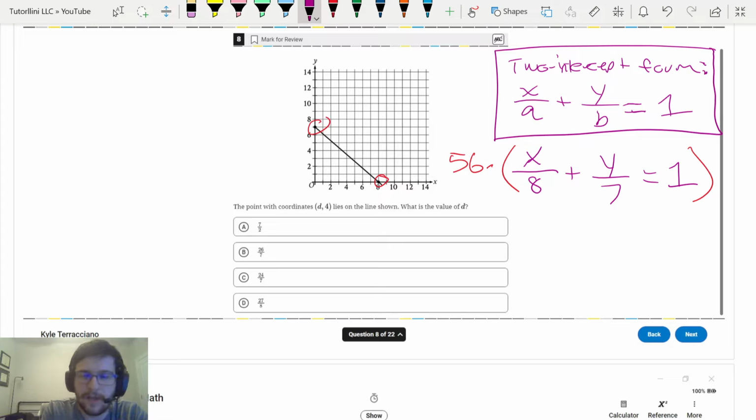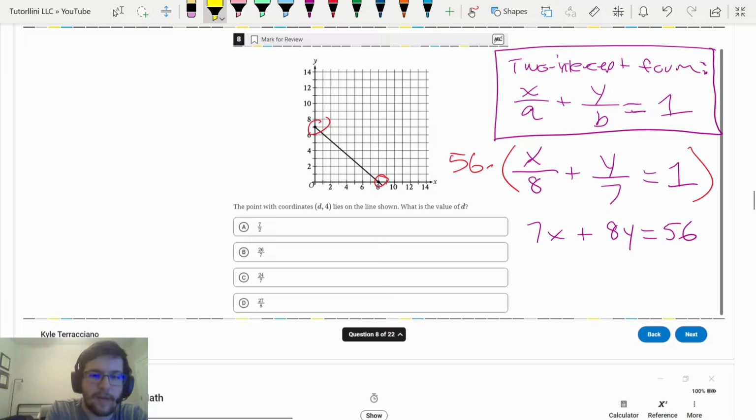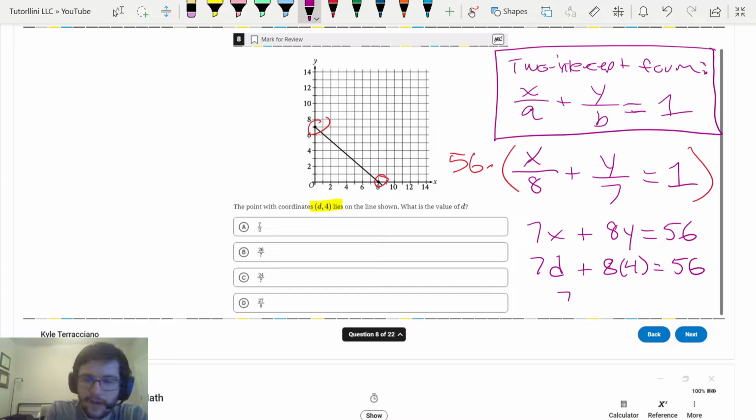And we get 56 divided by 8, okay, so 7x plus 56 divided by 7, 8y equals 56. Now to find the coordinate (d, 4), you plug that in. So now that you have your equation, x is d, so 7d plus 8 times 4 equals 56. So you get 32, and then you subtract that over to the other side. So 56 minus 32 is 24. So 7d equals 24.